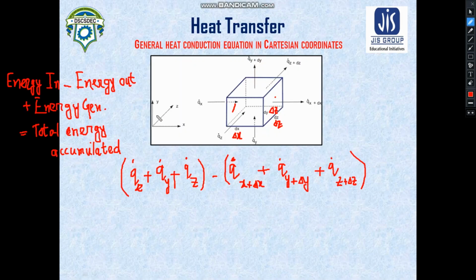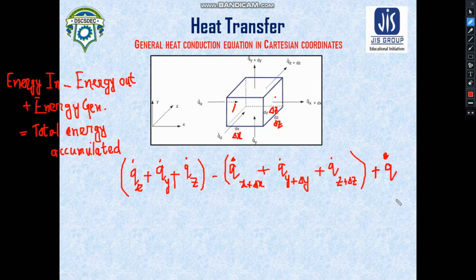Now let us take into account the energy generation conditions. I have already mentioned that energy can't be generated. It is the presence of different heat sources within the control volume which are taken into account by this quantity which we call energy generation. So this energy generation quantity can be written as Q dot. But you have to remember this Q dot is the volumetric heat generation.